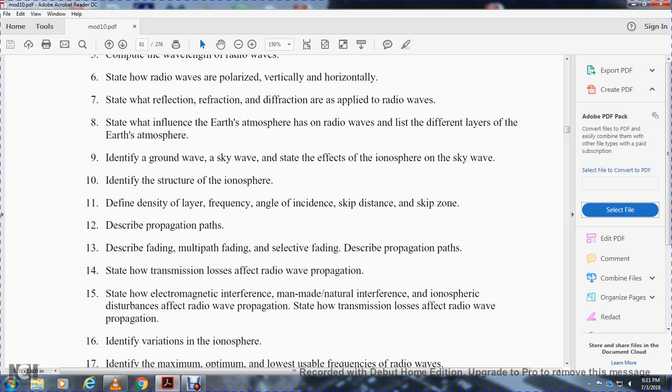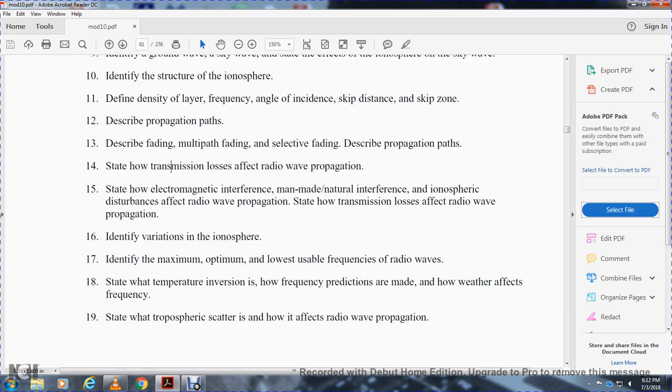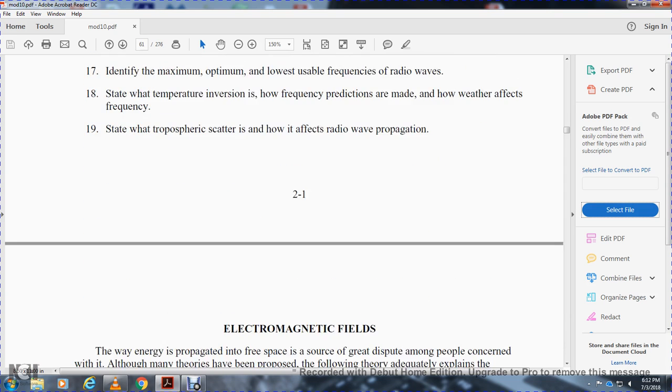State how electromagnetic interference, man-made and natural interference, and ionospheric disturbances affect radio wave propagation. Identify the variations of the ionosphere. Identify the maximum usable frequency and lowest usable frequency of radio waves. State how temperature inversion affects frequency predictions and how weather affects the frequency. State what troposphere scatter is and how it affects radio wave propagation.